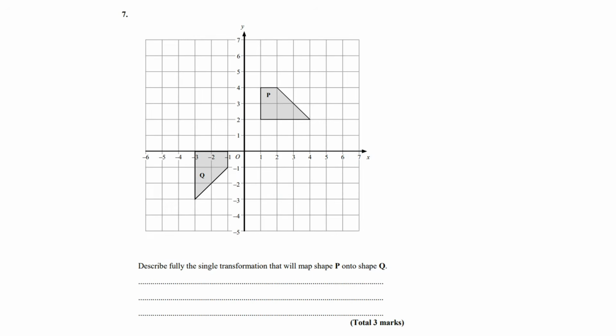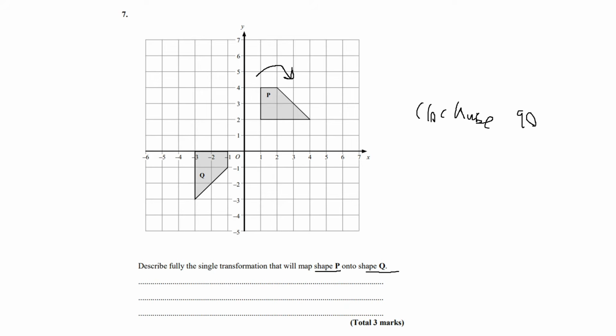What about this example? For this one, we're told: describe fully the single transformation that will map shape P into shape Q. So let's look at shape P. What direction does it move in order to look like shape Q? Well, it has to move in that direction so that it has that spiky shape. It looks something like this. There we go. Otherwise, it would look like that, wouldn't it? So it's definitely going to go in the direction that I just drew. What direction is that? Exactly, it's clockwise.